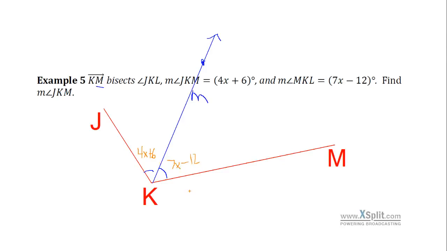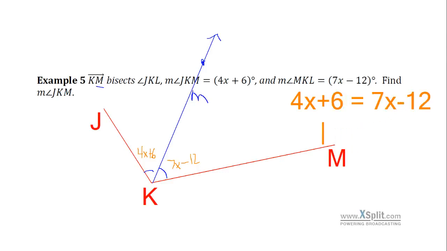Now what can I do with these equations? Well, I got to ask myself which angle's bigger. They're both the same because we know it's bisected. It's cut exactly in half. What can we do when things are the same in algebra? We can set them equal to each other. So I'm going to go ahead and do that. 4x plus 6 is equal to 7x minus 12.